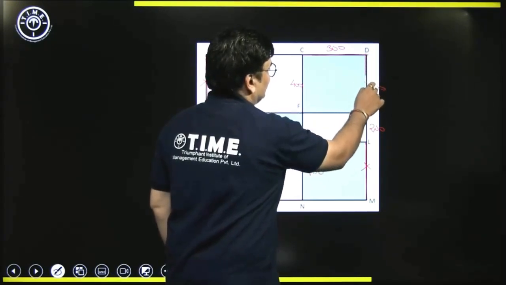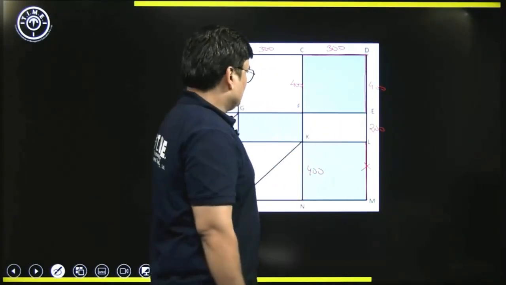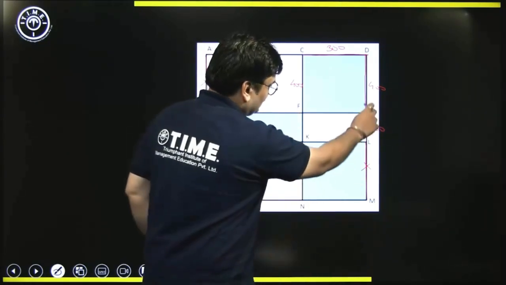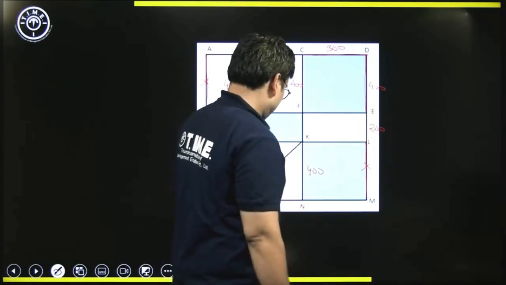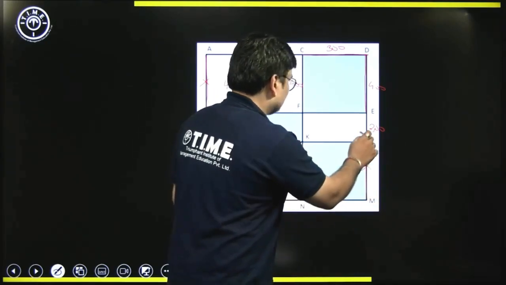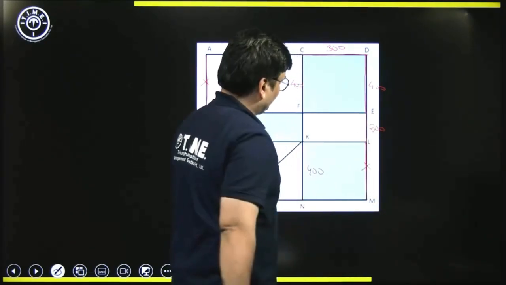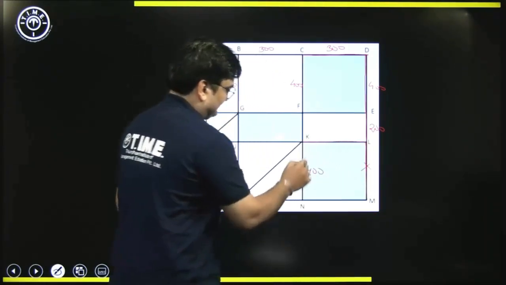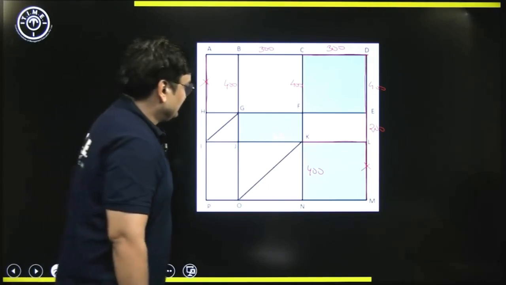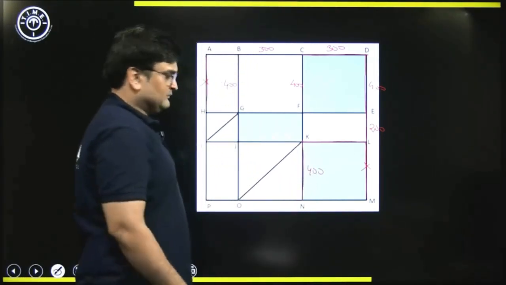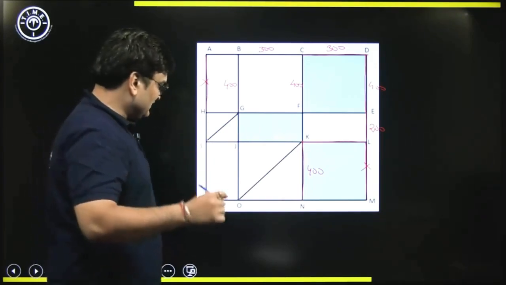From D, I can go to E. From E, I could go to F, or I could also go to L. So which will be better? Let's see, just a minute. So I will go to L for now, suppose. From L, I cannot go on this path, I will go to K. Okay. From K, I will go to N, because I want to maximize my distance as much as possible.